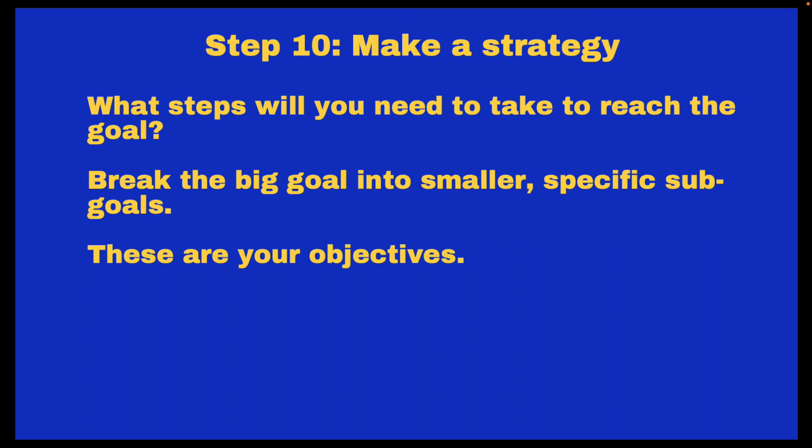Think about where you are now and where the goal is, and all of the steps in between until you reach that goal. There's probably a lot of steps. So think about it in as much detail as you can and write down all of those steps. And then once you've written down all the steps, you can organize those and break down your goal into specific smaller sub-goals. And these are going to be your objectives.